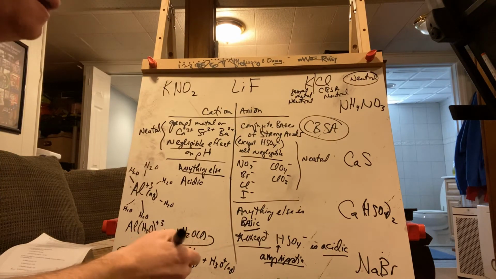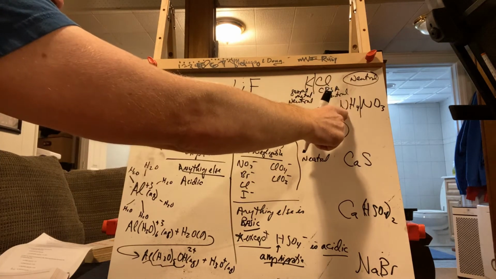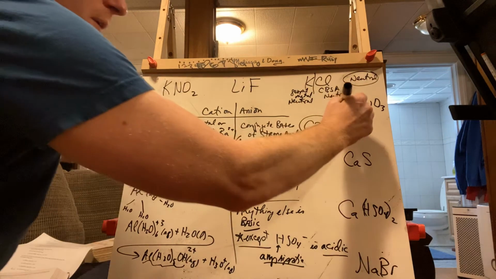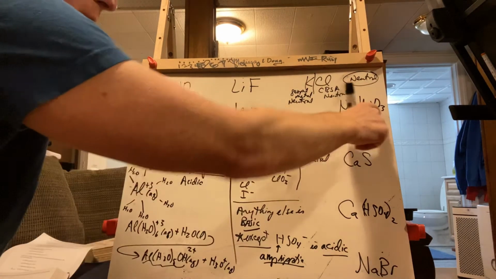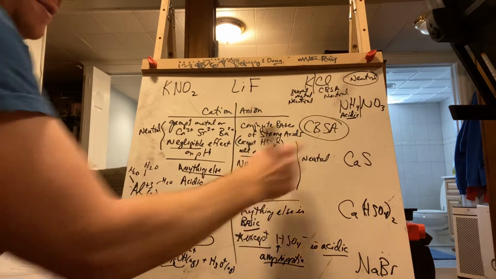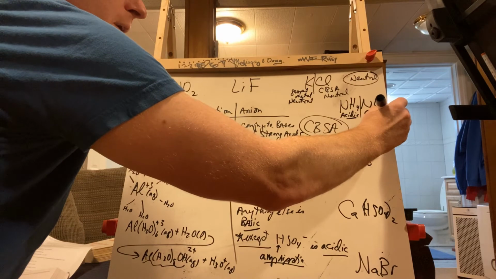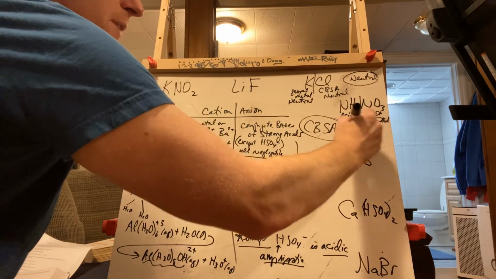Got it? NH4NO3. So not group 1, and it's not calcium, strontium, barium. So therefore, this one is acidic. And NO3 minus is over here. It's a CBSA. So that's neutral. And together, those come out to be acidic.